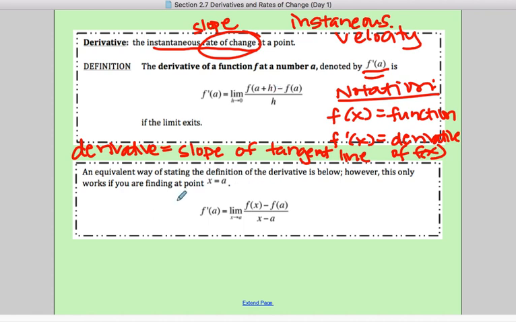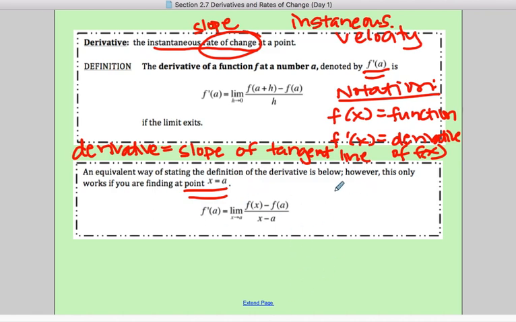An equivalent way of stating the definition would be the one given below. However, you are finding the slope at a specific point. It's when x is equal to a and a is some number. Okay, so this only works if you're given a specific x value.